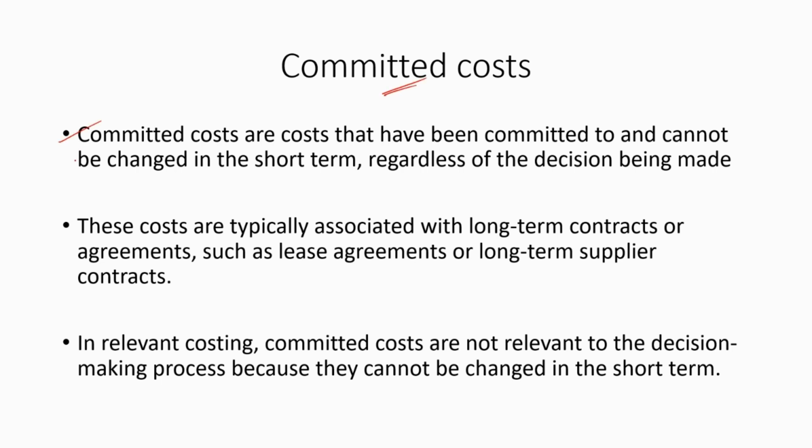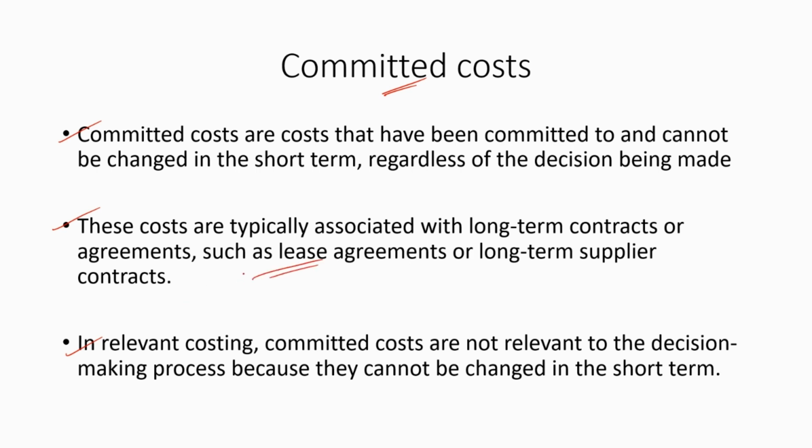Committed costs. Committed costs are costs that have been committed to and cannot be changed in the short term regardless of the decision being made. These costs are typically associated with long-term contracts or agreements, such as lease agreements or long-term supplier contracts. In relevant costing, committed costs are not relevant to the decision-making process because they cannot be changed in the short term.